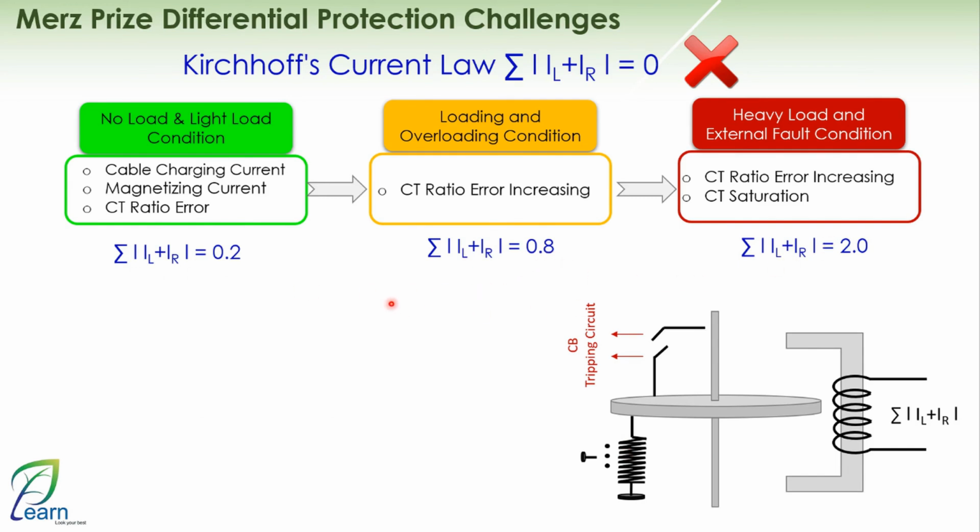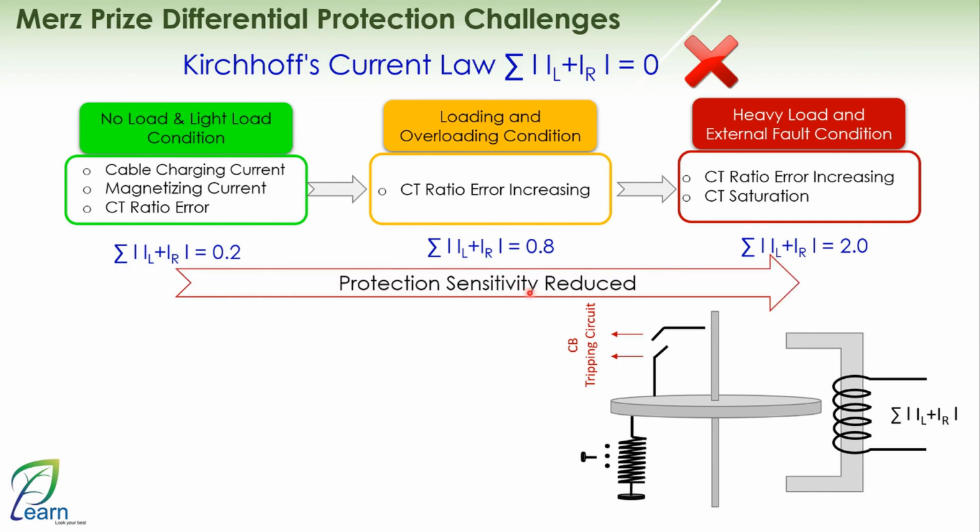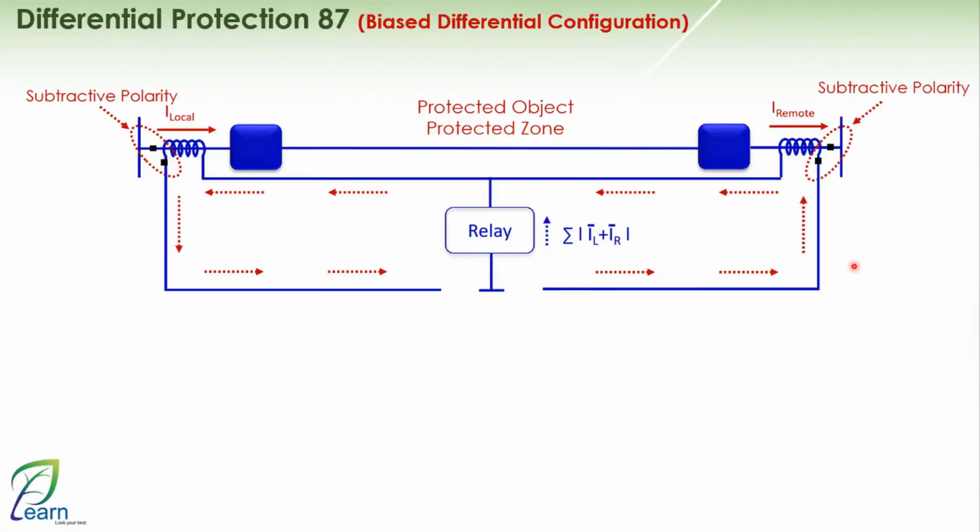I keep increasing my setting. So what's happening here is that I'm losing sensitivity. This means that there could be something happening between the two sides, but with small values. And as a result of you increasing your setting, the relay won't see it, and nothing will happen, and therefore the idea wasn't really strong enough. That's why we move to the next step, which is this biased differential configuration.